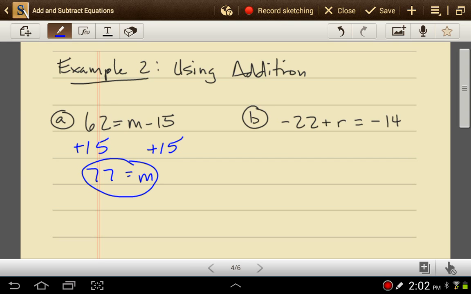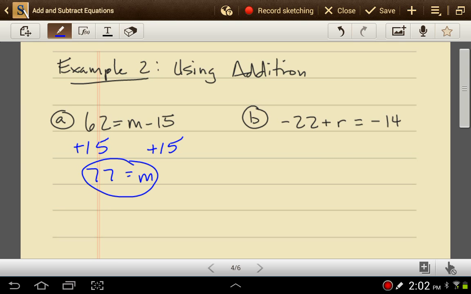In example B, it may look like a subtraction problem because I have a plus r. So a lot of people think, oh, I got to subtract 22 because I'm adding r. But you're adding r. The minus 22, that's a negative 22 I have in front. So how do I get negative 22 back to 0? I have to add 22, because negative 22 plus 22, they're opposites of each other. So I have to add 22.